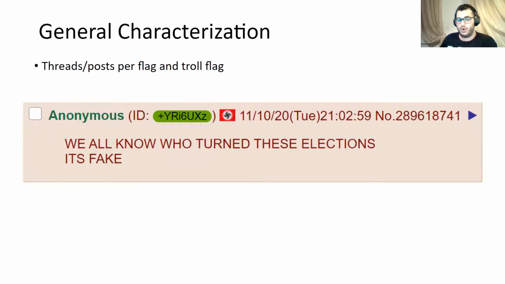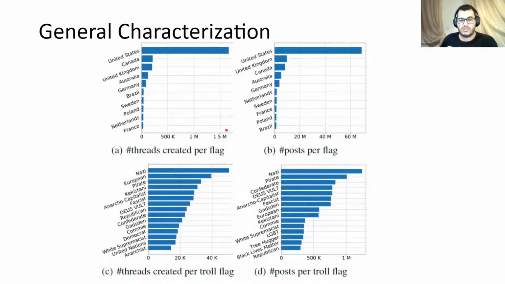But also, /pol/ allows its users to choose a troll flag instead of posting with their IP geolocation flag. For example, the user in this post chose the Nazi troll flag to make his post. So using the geolocation data, we found that when it comes to pure sheer volume of posting new threads and posts, US, Canada, and the UK lead posts and threads created in the board. And when it comes to the troll flags, we see that Nazi has the top place.